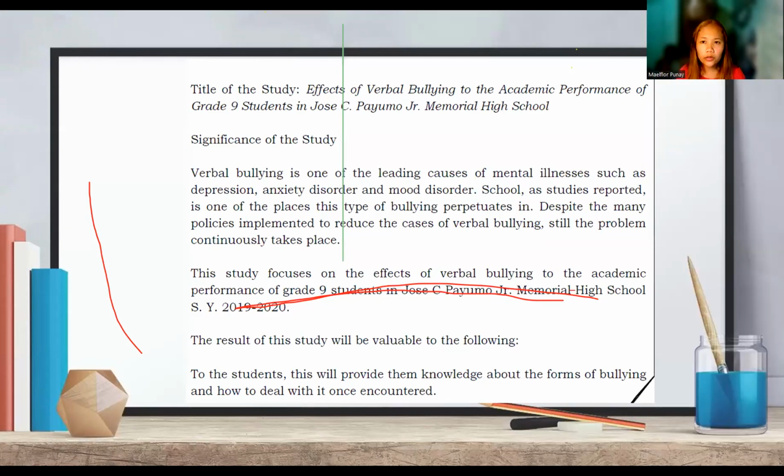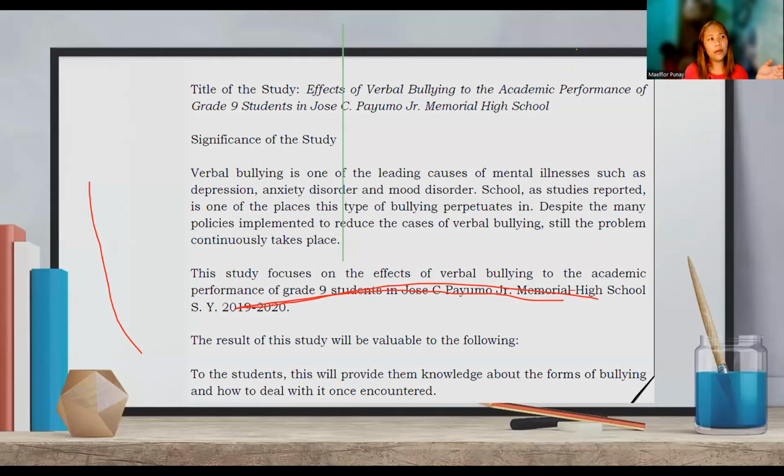Okay, let's continue. So, you are going to state also unsa man ang ilahang makuha ani. So, for example, sa mga students. So, para unsa may ma-benefit sa mga students, unsa man ilang mag-gain sa imong study. So, there you will also discuss it.